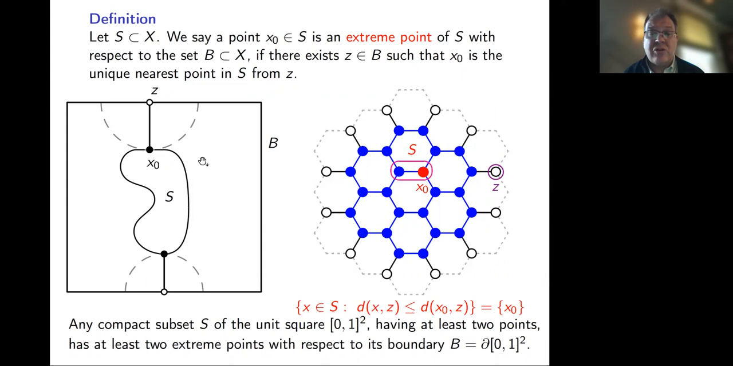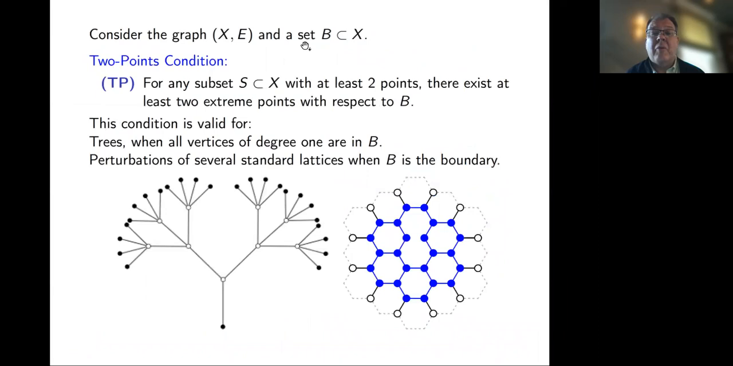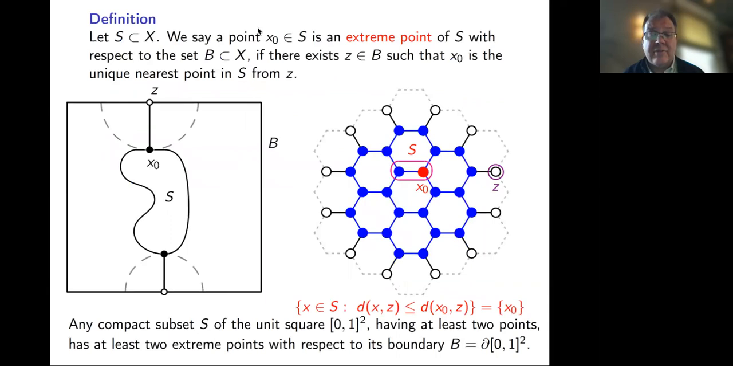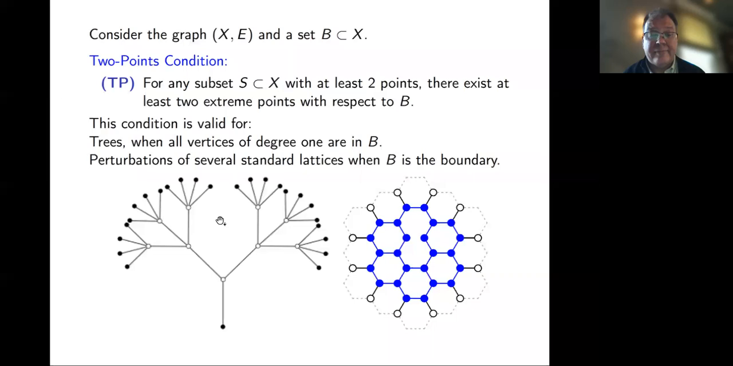We say that the graph satisfies a two-point condition with respect to the observation set B if the following is true. We take any subset S that has at least two points, then we require that there are two extreme points with respect to Z, B. So we just take sets that imitate these planar sets. If the graph is a little bit like this planar set, every set here that has two points has also two extreme points. And this is valid for all trees if the observation sets consist of leaves that have only one connection to other points. Also, it will turn out that many perturbations of lattices satisfy this two-point condition. I will come later to this lattice question.